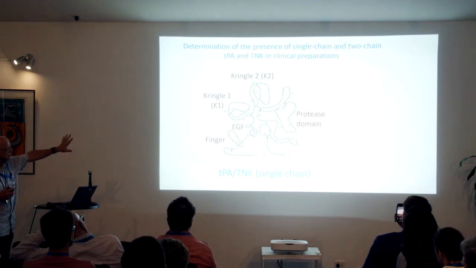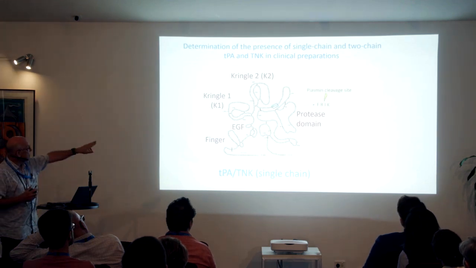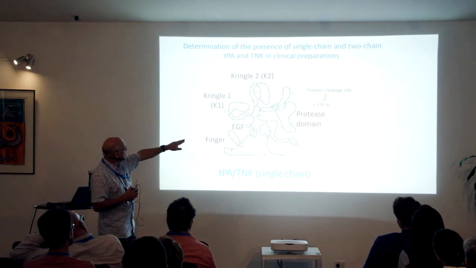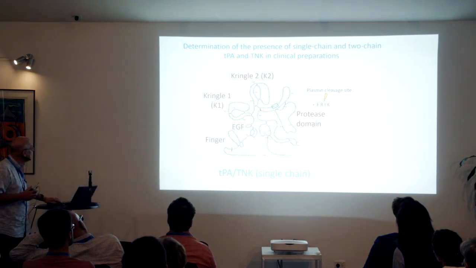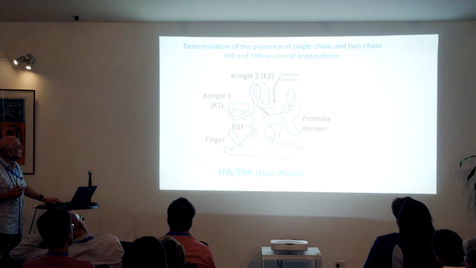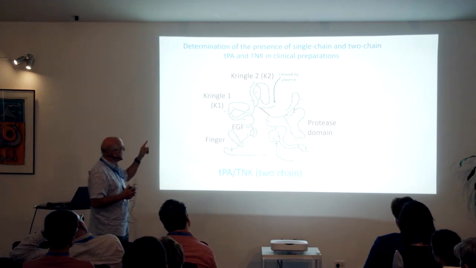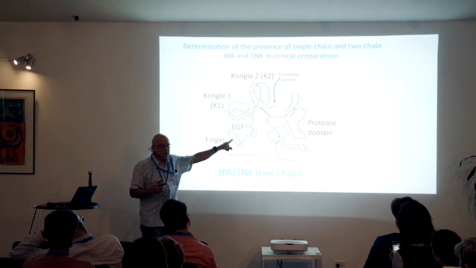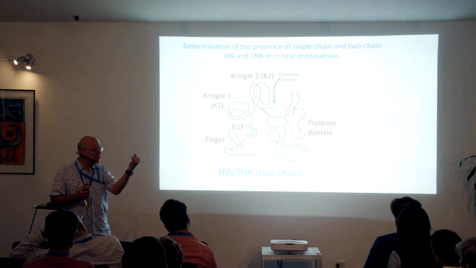Just to show where this cleavage event occurs, here's TPA. It's also the same for Tenecteplase, of course. Here's the plasmin cleavage site. That arginine isoleucine, plasmin cleaves between those two residues there, and in doing so, it makes a second chain, but those two chains are held together by that disulfide bond. So if you look at an SDS-PAGE gel, you wouldn't know if it's single chain or 2-chain because it's held together by a disulfide bond.